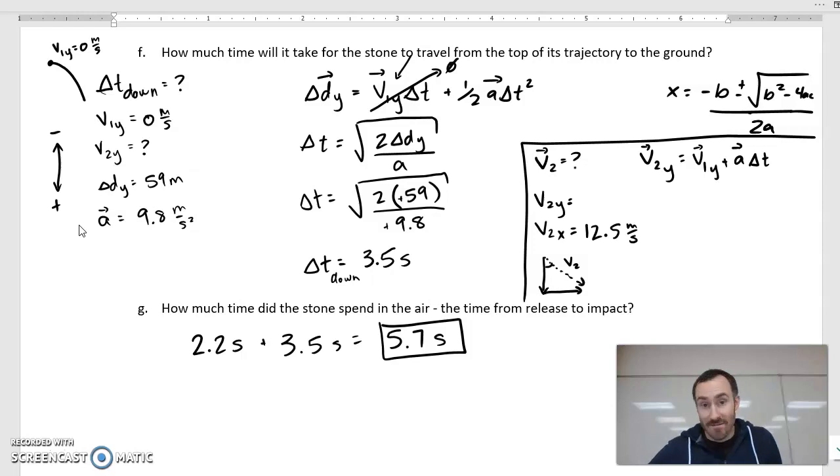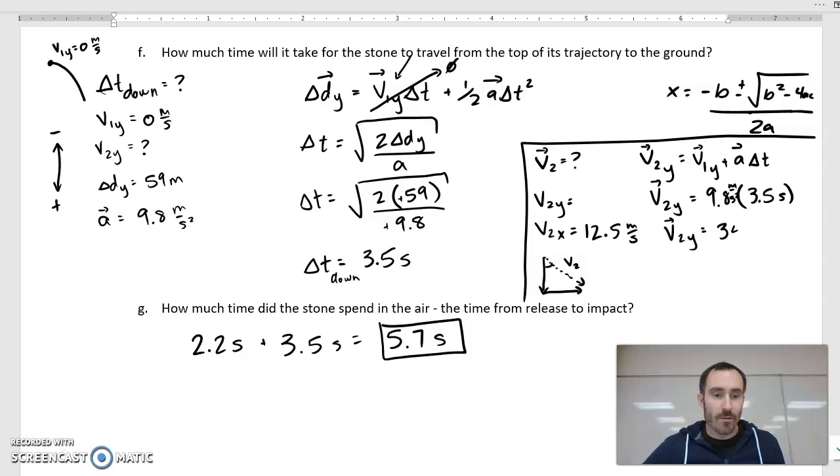Okay, V1y is 0 because we're just looking at the falling half of this thing now, and so this becomes hopefully very simple. V2y equals 9.8 times 3.5. Okay, so this is 9.8 meters per second squared times 3.5 seconds. We're using the 3.5 here and not the 5.7 because we're actually only looking at the second part, the falling part of this trajectory. So V2y is equal to 34.3 meters per second. And so now we know that the vertical velocity is 34.3.